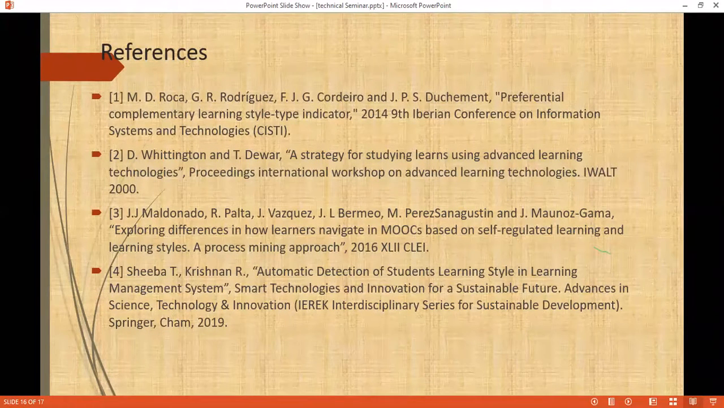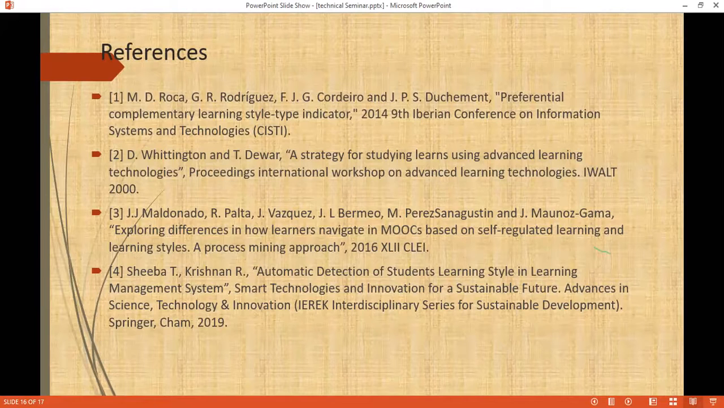What are you telling, Macha? See, the author has referred those papers. Okay, but just see, 2000, 20 years ago. Now go to this, 2016, 4 years ago. Then go to this, the only one which is 2019. Okay. So you see the 3 papers, and maybe you consider a study for a strategy for learning using advanced learning.